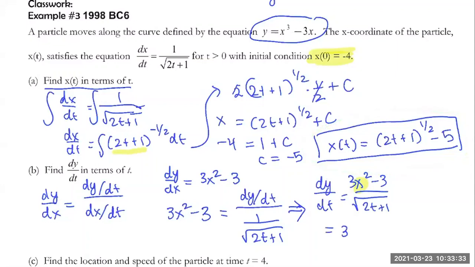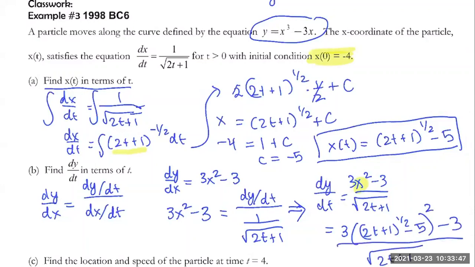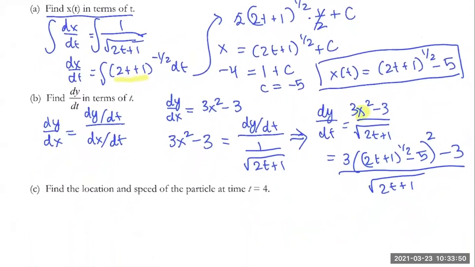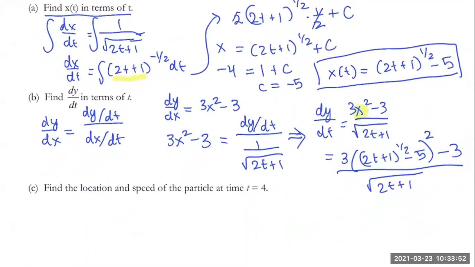So 3, and then if it's saying x squared, if I square, just make sure that it goes over the entire expression. So minus 5 included, and that's squared, minus 3, all over the square root of 2t plus 1. No need to simplify the expression. Okay, are we doing okay so far still? Okay, so just make sure you guys, with these parametric equations, read the directions.